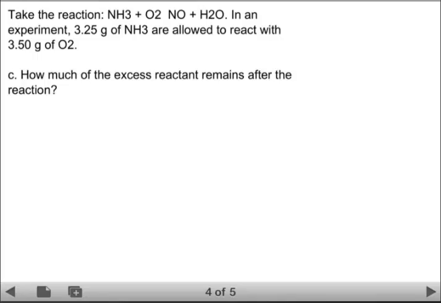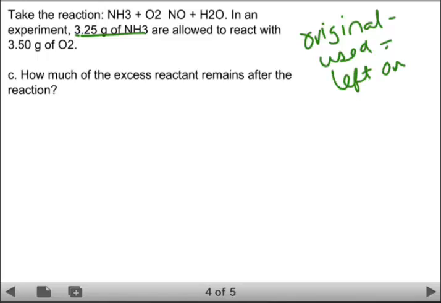All right, so here we are. How much of the excess reactant remains after the reaction? So we know we have the original amount of excess here. This is our excess reagent. That's the original. So like any kind of subtraction word problem, we're going to say original minus used equals the leftovers. Okay, so that's what we're going for here. Original minus used equals the leftovers.